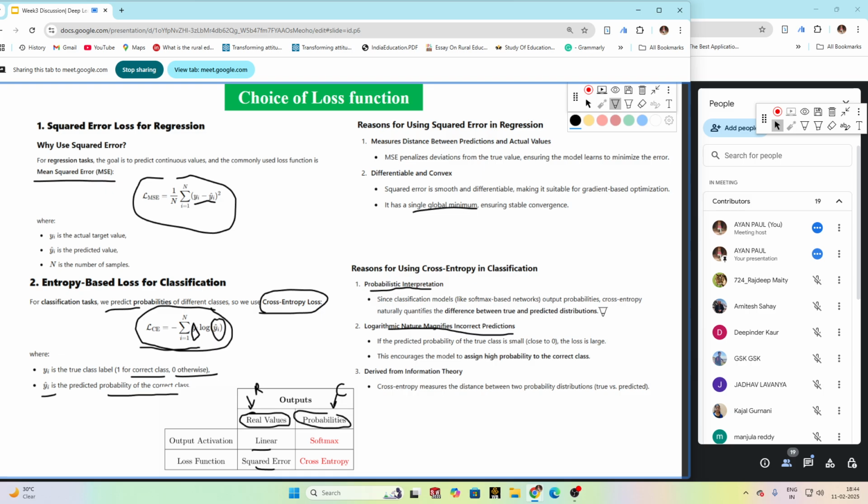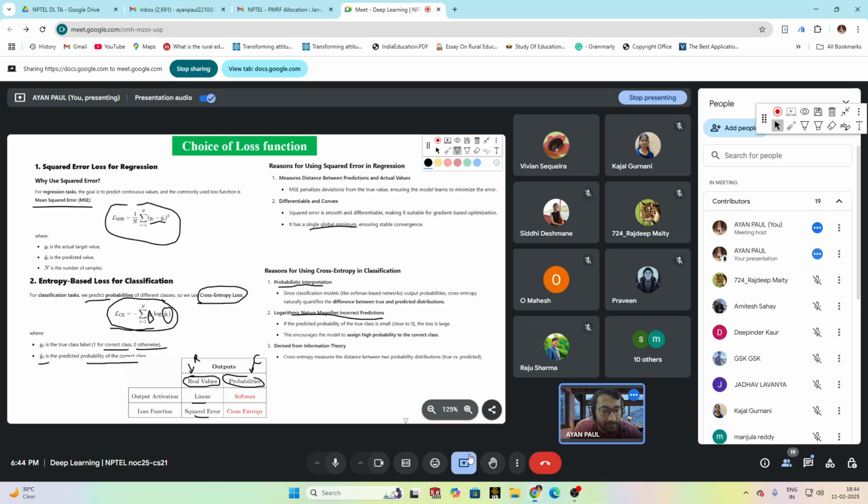That is (yi minus yi predicted) whole square, summed over all the points and multiplied by 1 by n. That is the mean squared error loss. And whenever we are talking about the classification problem, the loss function we are using is the cross entropy loss. So this is the formula of the cross entropy. This is the summary of the choice of activation function and the choice of loss function. Is it clear to all of you? Clear, right? No doubt in this? Okay.